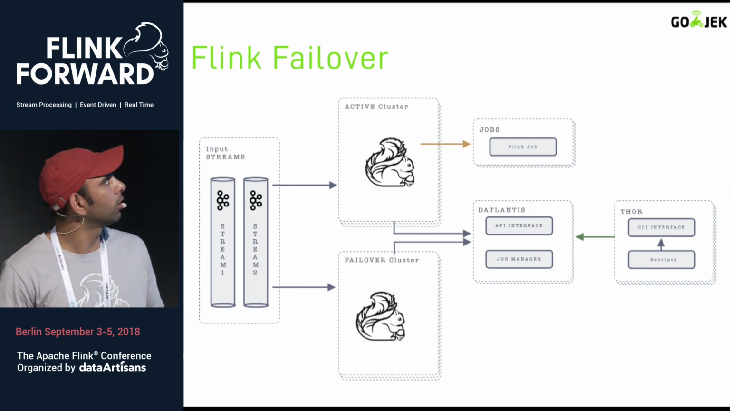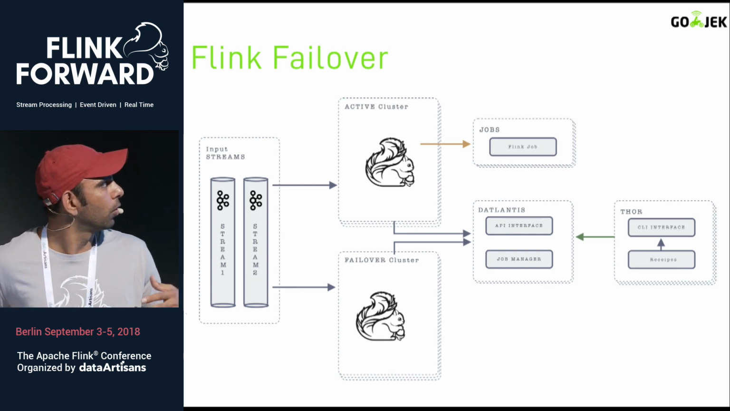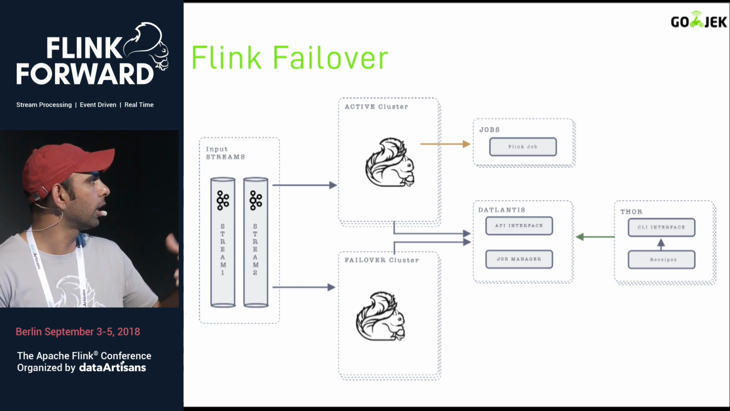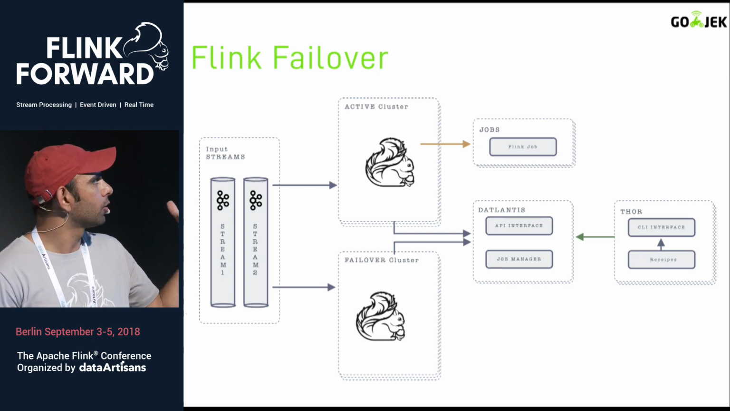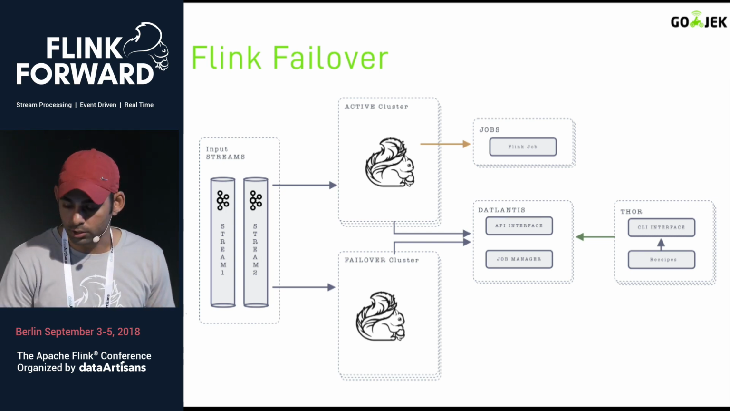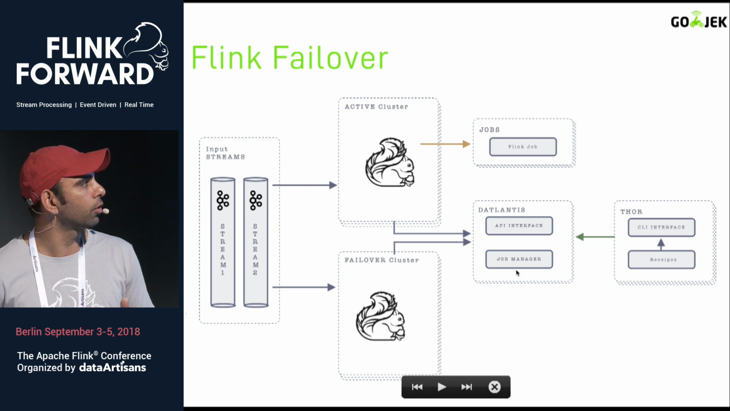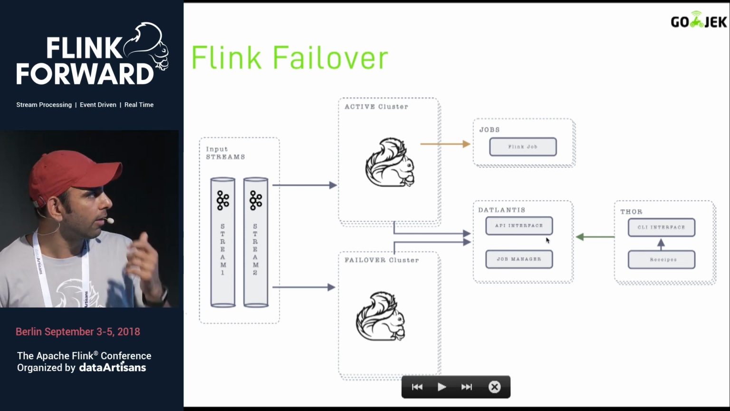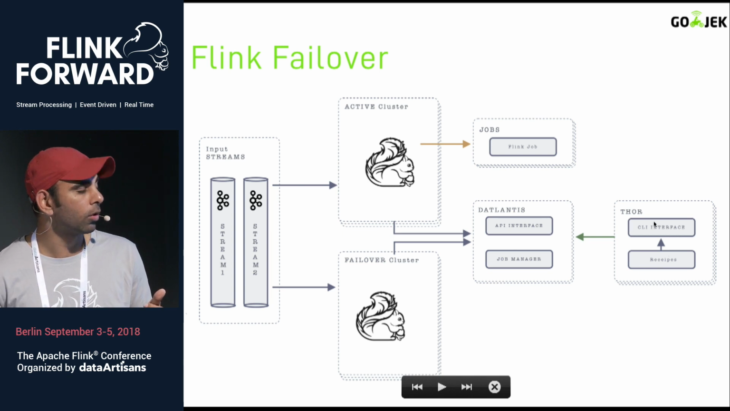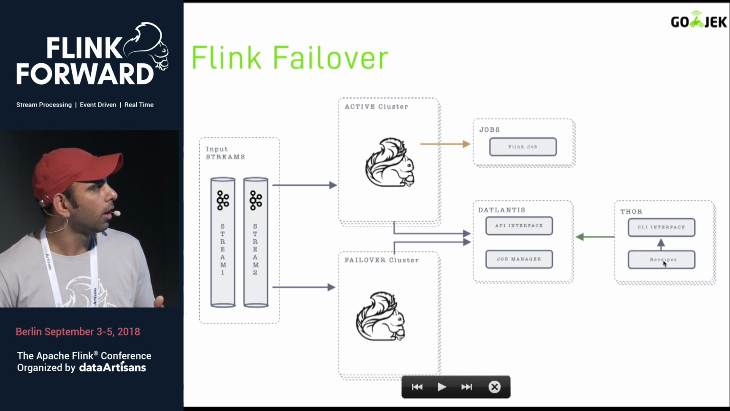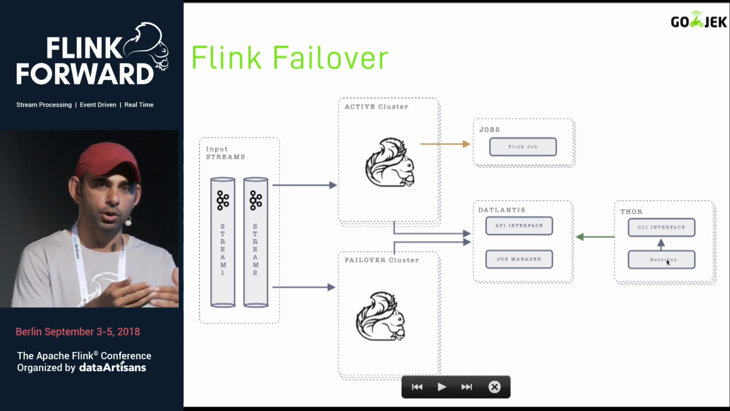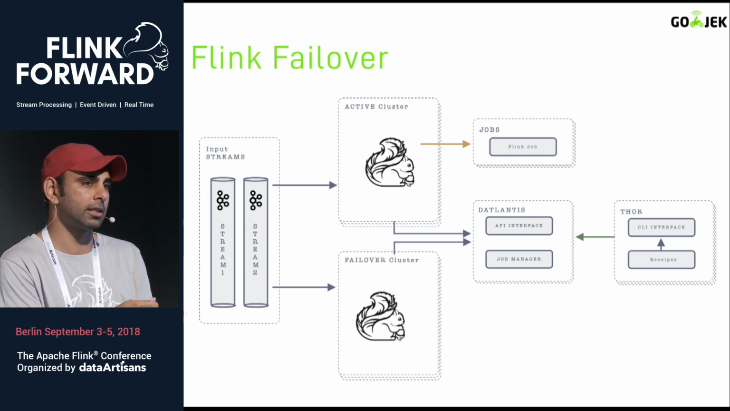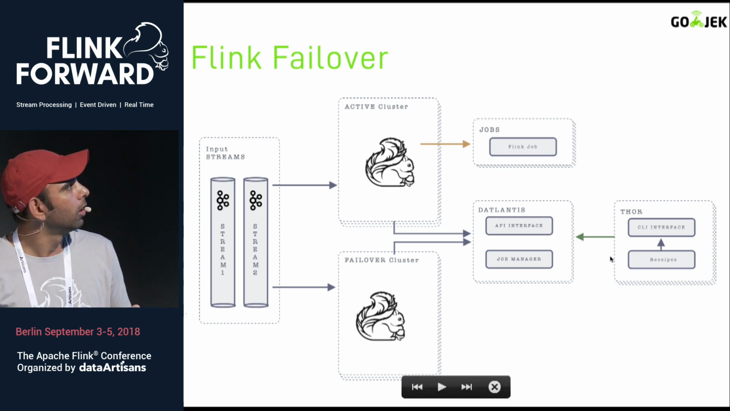Now the second thing is how we do the Flink failover. In a similar case, the input stream is sending data to YARN clusters which are running Flink. So there is an active cluster and then there is a failover cluster. And similarly, Atlantis has information of all these clusters which it's running. So we have a custom written service, Thor, in which we have different recipes. In Thor, there is a recipe to migrate the entire set of jobs from one cluster to another, or it can even migrate a single job from one cluster to another.